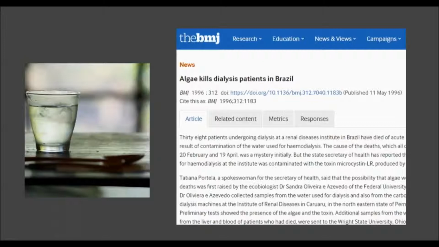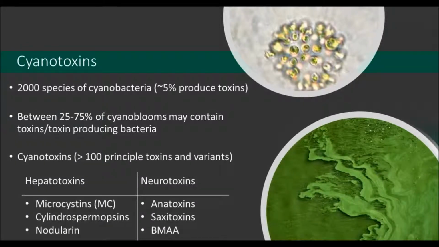There were over 100 patients there that were receiving hemodialysis fluid that had been produced from cyanotoxin contaminated water. Over 100 became ill and more than 50 died. It was linked back to a specific cyanotoxin. And following this, the World Health Organization then implemented the first provisional guidelines on cyanotoxins in drinking water.